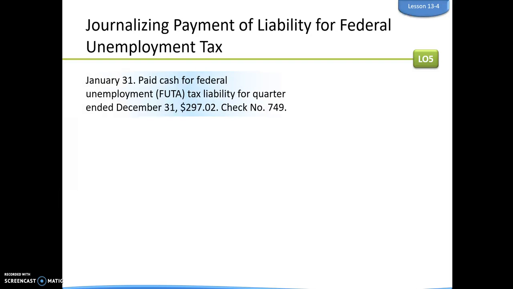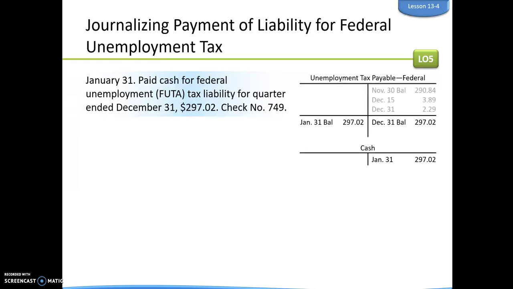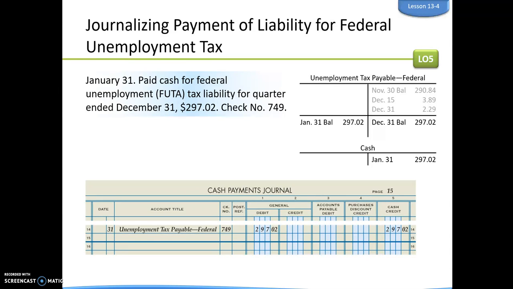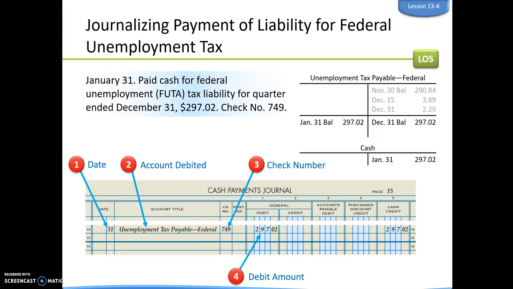January 31st, paid cash for federal unemployment tax. Tax liability for quarter ended December 31st, $297.02, check number 749. So we have general debit, $297.02 for unemployment tax payable federal, cash credit, $297.02. Date, unemployment tax payable federal, check number, general debit, cash credit.